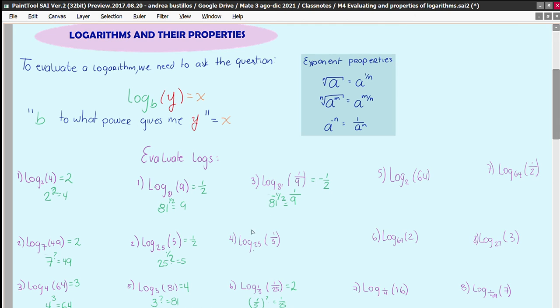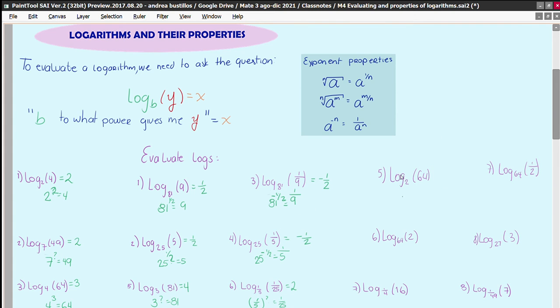Next example, 25 to what power gives me 1/5? Again, let's do it by steps. First off, let's see what relationship 25 and 5 have. You know that the square root of 25 is 5, meaning that 25 to the power of 1/2 is 5. But I want 1/5, meaning that my exponent should be negative. So the answer for this logarithm is negative 1/2.